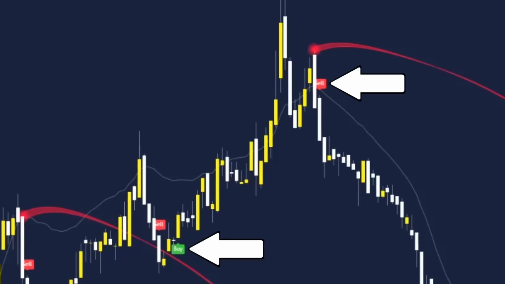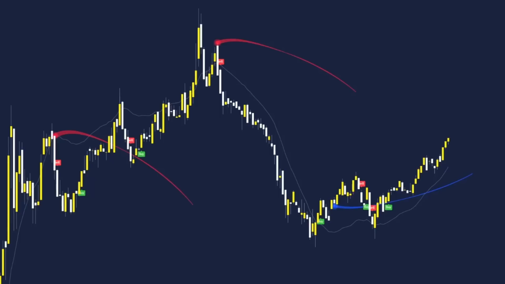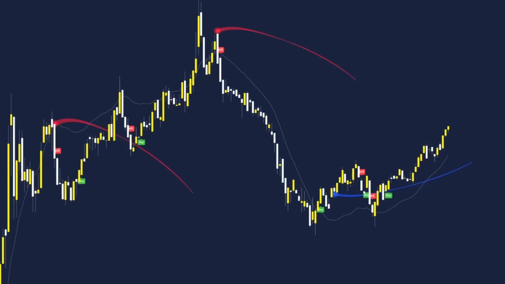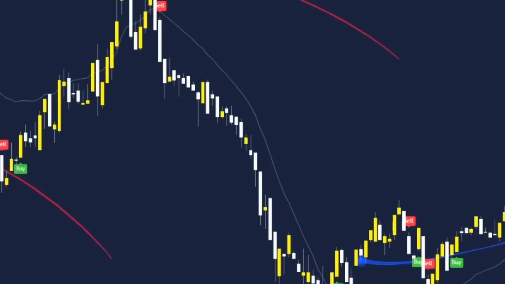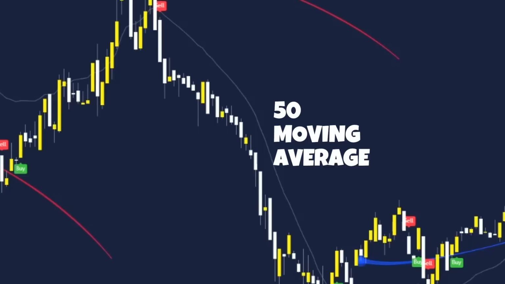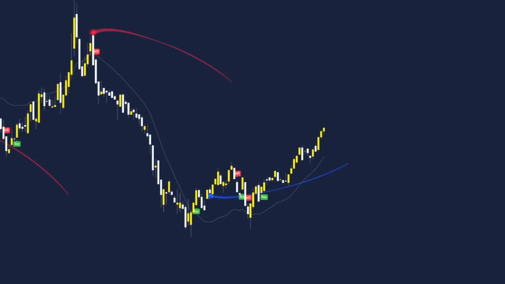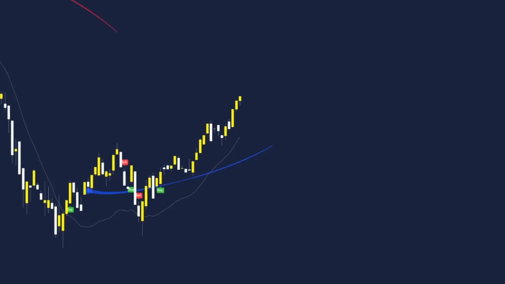Now we have the red and green buy and sell labels. This is the UT Bot Alerts indicator. For the MA Sabre indicator, we have these little red and blue curves. And then we have this grey line behind the candles, which is a 50 moving average. Now this is a very simple strategy, but it does provide very good results, especially for beginners. But let's get into the rules for taking a trade.